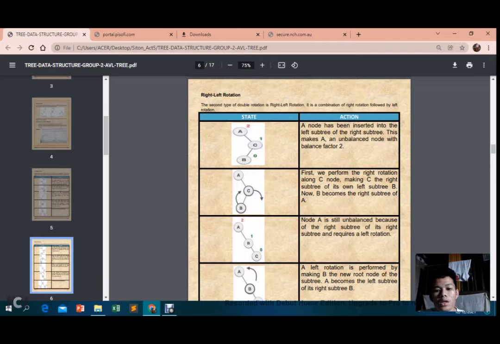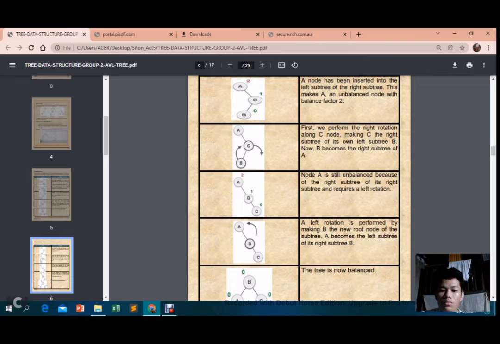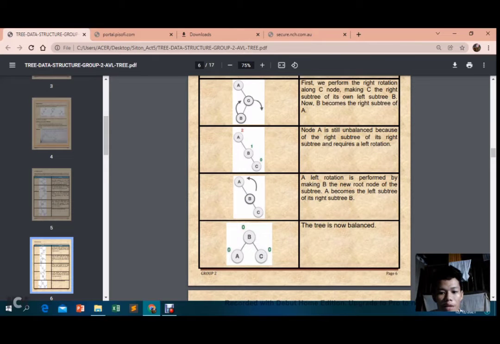And for the next image, it shows that a left rotation is performed by making B the new root node of the subtree, and A becomes the left subtree of B. And the last image shows the tree is now balanced. And the topic is to be continued.